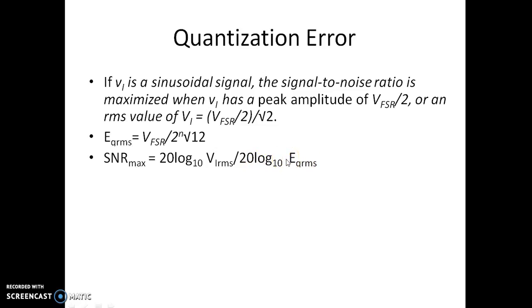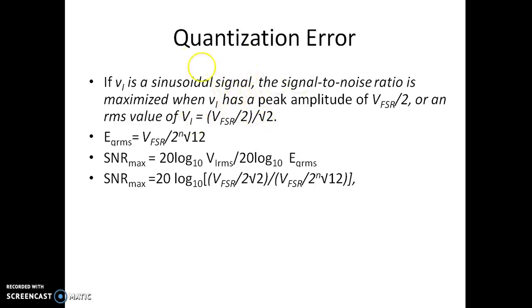So we are substituting VIRMS and EQRMS. We are simply substituting the values of the RMS voltage of the input voltage, which is VFSR divided by 2 into root 2, and the error RMS, which is VFSR divided by 2 power n into root 12. VFSR divided by 2 whole divided by root 2 is the RMS voltage of the input, and this is the RMS voltage of the error voltage.